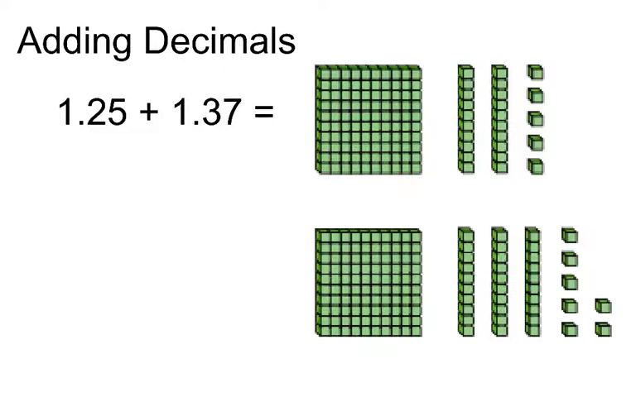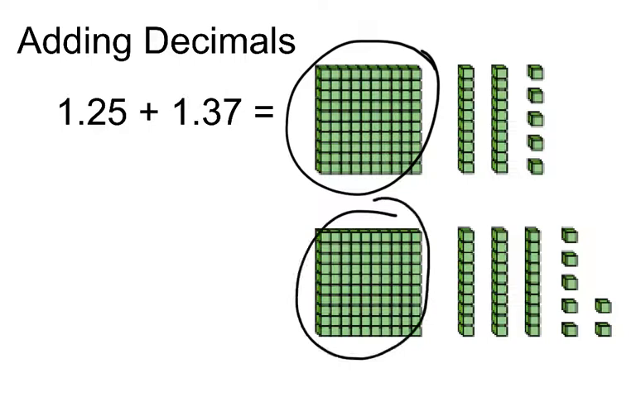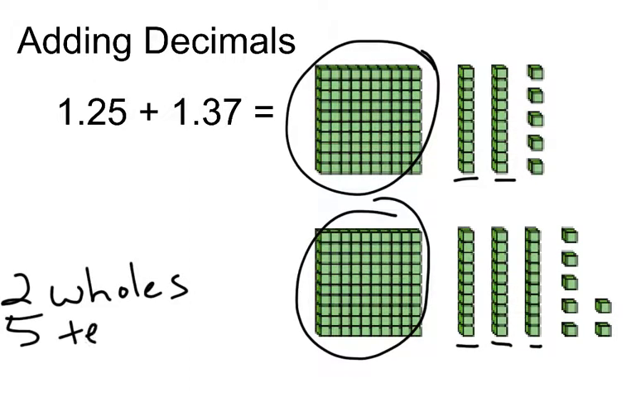So if I have 1 whole and 25 thousandths, and I'm adding 1 and 37 thousandths to that, how much is my total? Well, in order to do that, I can use manipulatives to see that I have 2 wholes, and these represent tenths, so that's 5 tenths, so 2 wholes and 5 tenths, and then the smallest units represent hundredths.